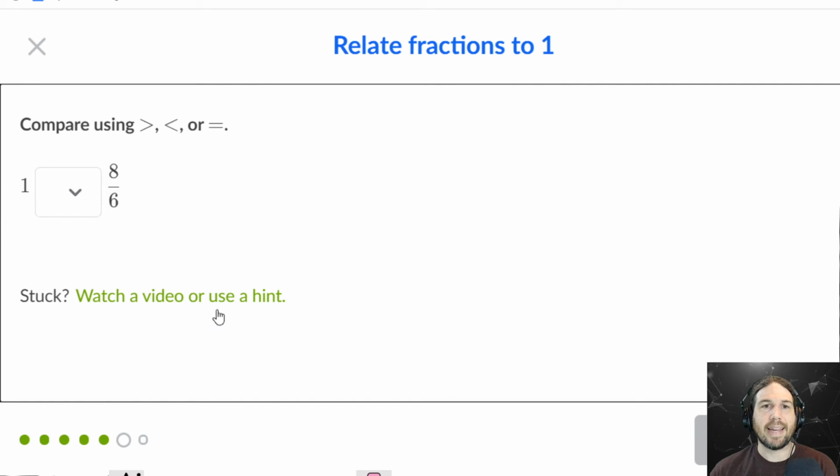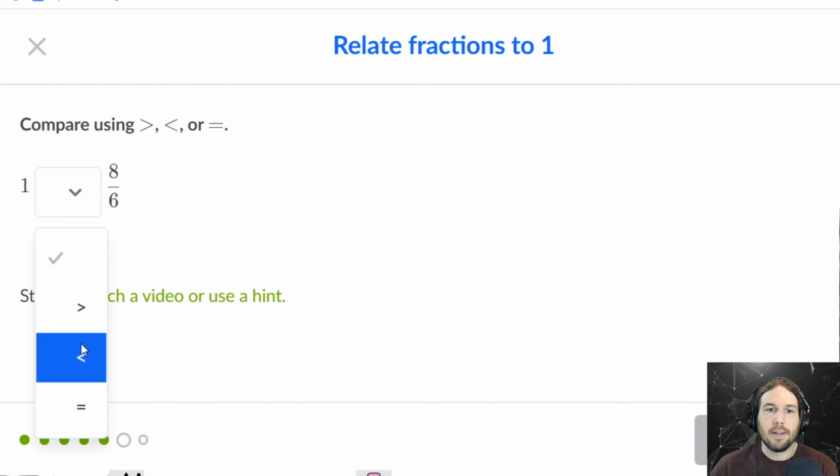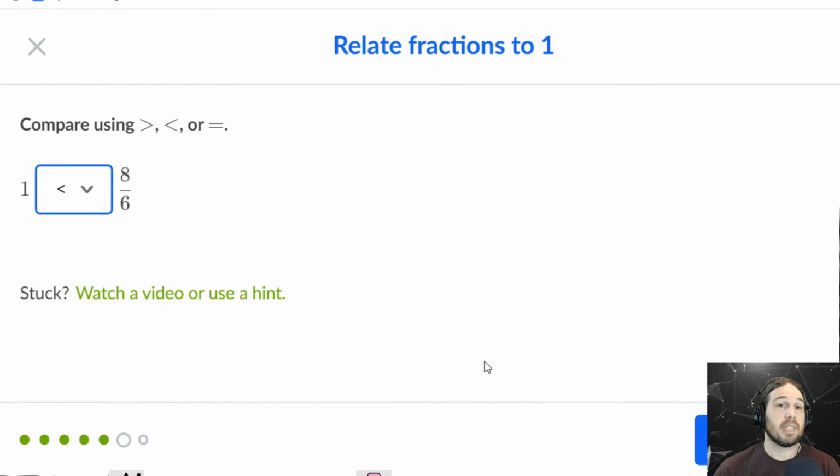1 and 8 over 6. Well, we know that 1 is 6 over 6. And if I have 6 blocks, that's definitely less than 8 blocks. Same thing with 6 over 6 and 8 over 6.